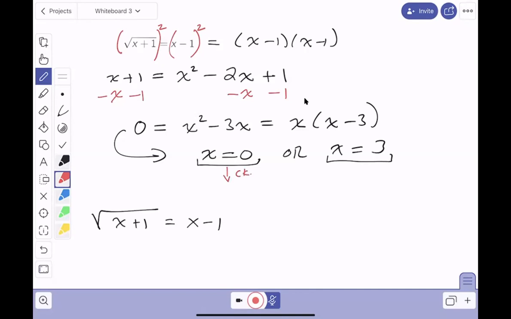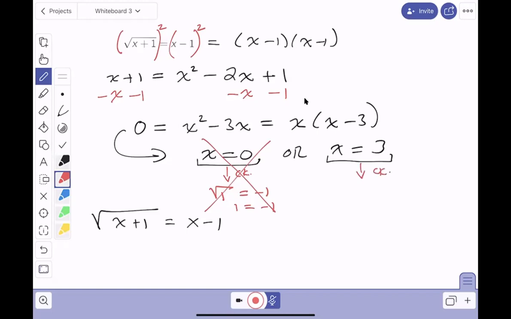If you plug in 0 on the left, you would get the square root of 1. If you plug 0 on the right, you would get minus 1. I hope you realize the square root of 1 is 1, and that does not equal minus 1. So this did not check. I'm not going to put that as an answer. Let's check 3.